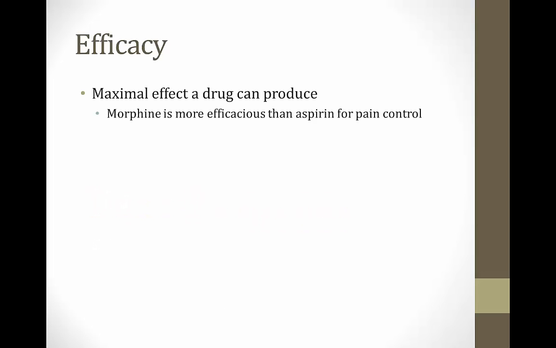Before we talk about how to dose medications, let's talk about two important terms. The first term is efficacy. The efficacy of a drug is the maximal effect that the drug can produce. We can compare drugs in terms of efficacy. For example, you can imagine that morphine is more efficacious than aspirin for pain control, because morphine is able to achieve greater pain control than aspirin can for most patients.